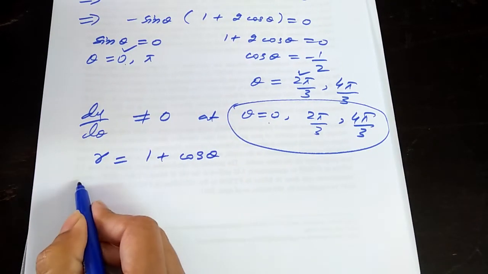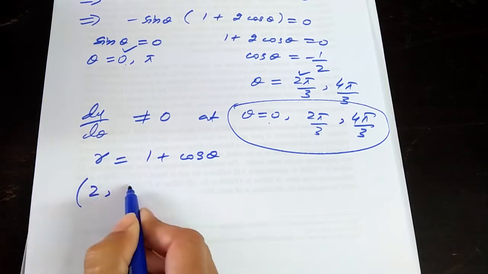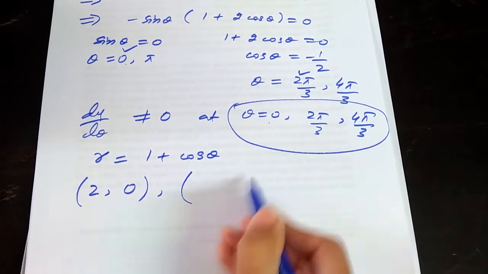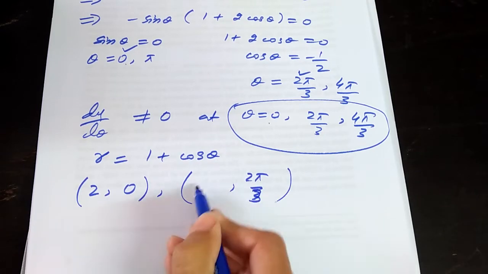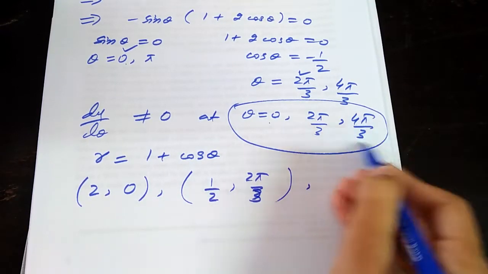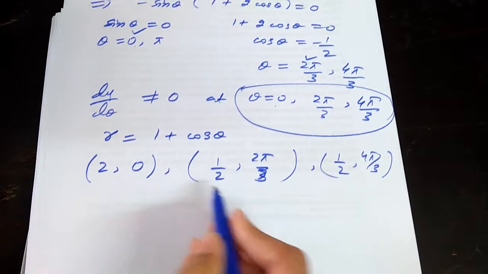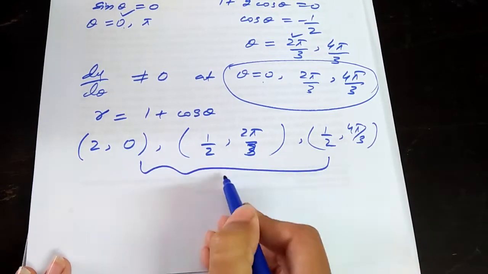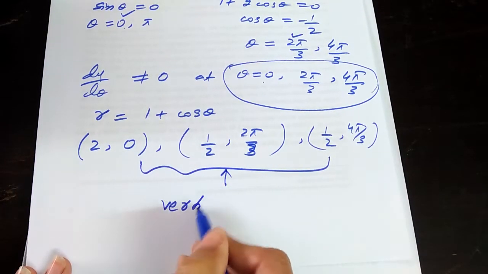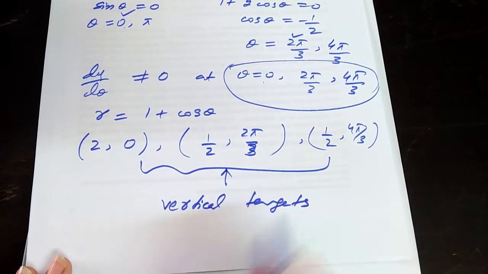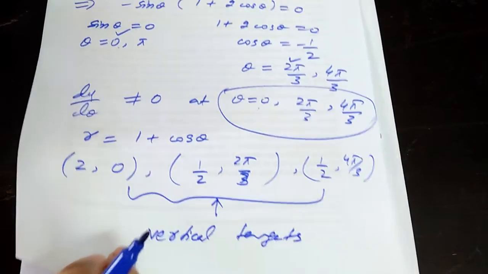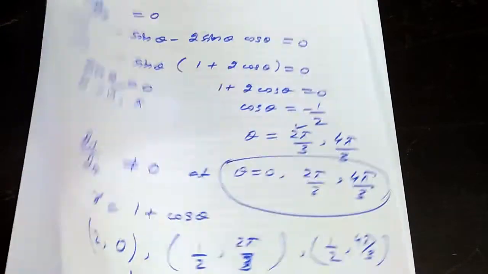At theta equals 0, we will get the value of r equals 2. And at theta equals 2 pi by 3, we will get the r value as 1 by 2. And at theta equals 4 pi by 3, we will get the r value as 1 by 2. So we have the vertical tangents at these 3 points. So by following just this method, you can solve the rest of the questions regarding the horizontal and the vertical tangents. Now we move on to the next question, that is question number 9.